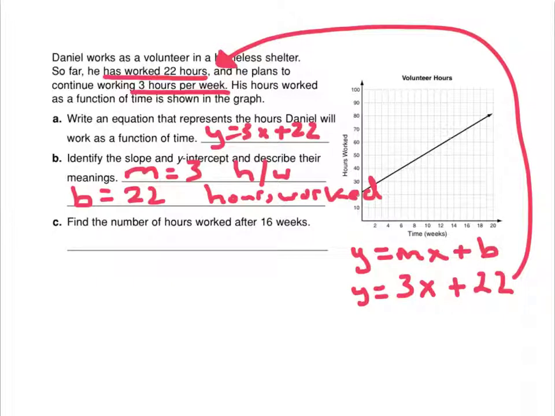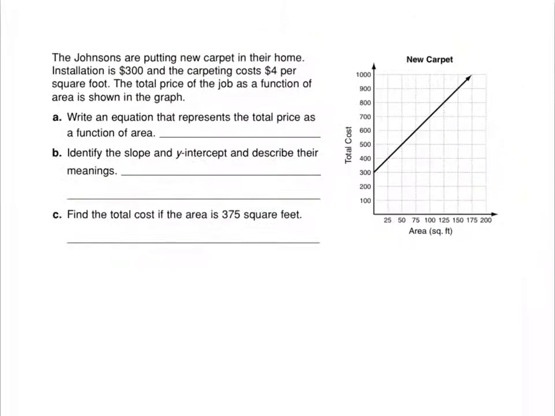Then the last part, probably the easiest one, is we need to find the number of hours worked after 16 weeks. So that means we're going to go on the graph to 16, follow it up. We see that it hits right here. So that means 70 hours have been worked after 16 weeks.